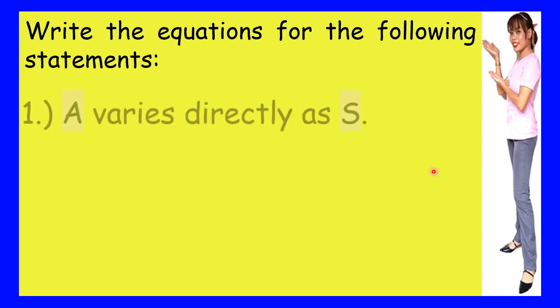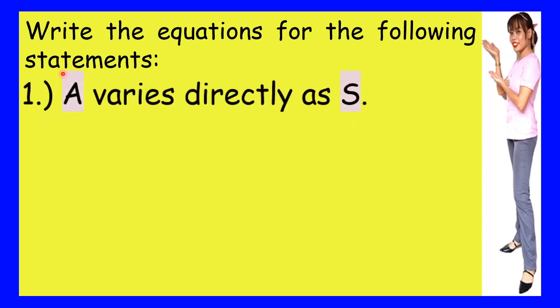Let's start with number 1. So you have here A, capital letter, varies directly as S, also a capital letter. So the two quantities or two variables involved here are A and S. And you need to be careful with our variables. If it's written in capital letter, then you copy its capital letter form. If it's small letter, then you use a small letter.